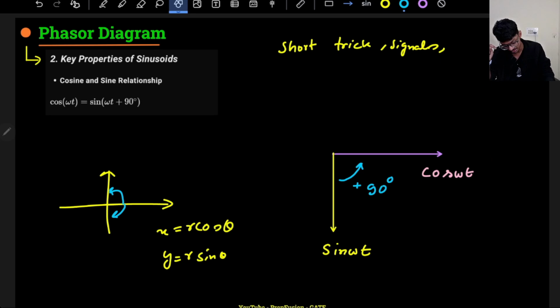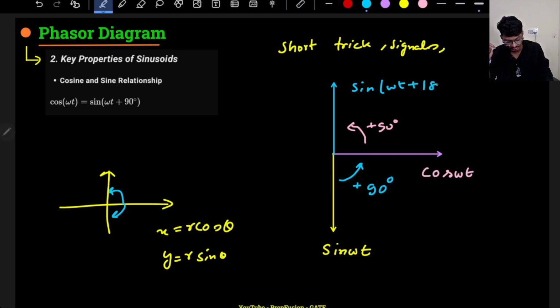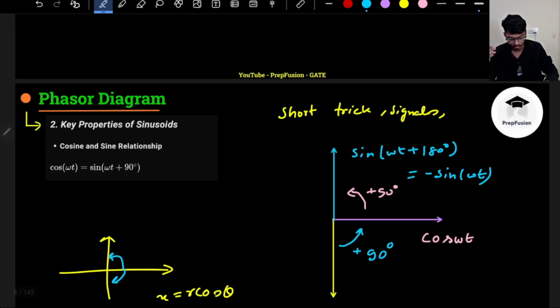If I add another plus 90, basically this will be minus sine. This will be sine omega t overall plus 180. And if I ever add or subtract 180 with a sinusoid or a phasor, what happens? Basically the sign changes. It will be minus of sine omega t. How? Let me prove it to you.